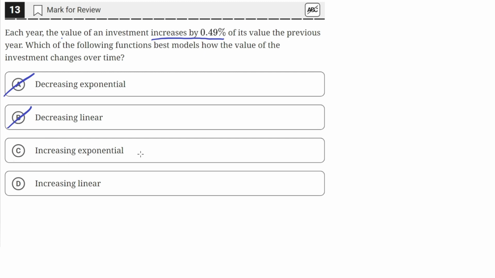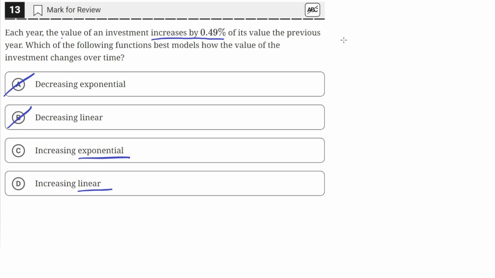Okay, so now we're just down to C and D. C says it's an increasing exponential, and D says it's an increasing linear. Just by looking at the problem statement, we can see that it's exponential because it says that the value of the investment is increasing by a fixed percentage, 0.49%. It's not increasing by a fixed value or a fixed number, like say $20 every year. That would make it linear since it's a constant change in the investment. But this is a constant percentage change.